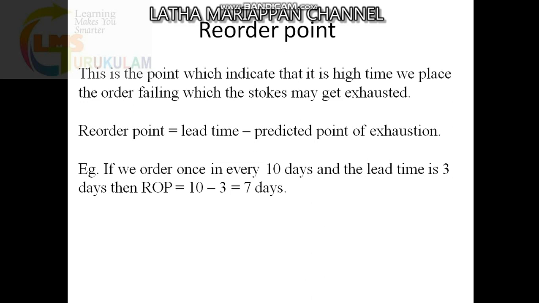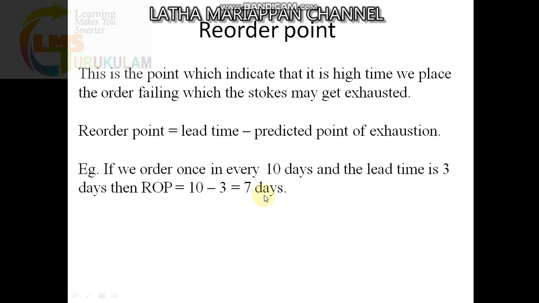The next one is reorder point, ROP. This is the point which indicates that it is high time we place the order, failing which the stocks may get exhausted. Reorder point is equal to predicted point of exhaustion minus lead time. For example, if we order once in every 10 days and the lead time is 3 days, then your reorder point is 10 minus 3, which is equal to 7 days. This is called the reorder point, when you have to reorder.